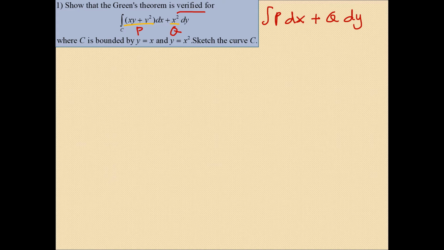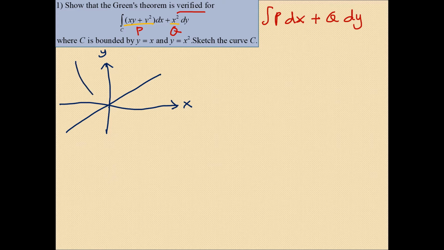Let me sketch it for you. Remember, when you do Green's theorem, you don't have to worry, because the curve only occurs on the xy plane. So what is y equal to x? The curve is a straight line, intersecting at x equal to 0, y equal to 0. This is y equal to x, and then y equal to x squared is a quadratic equation.